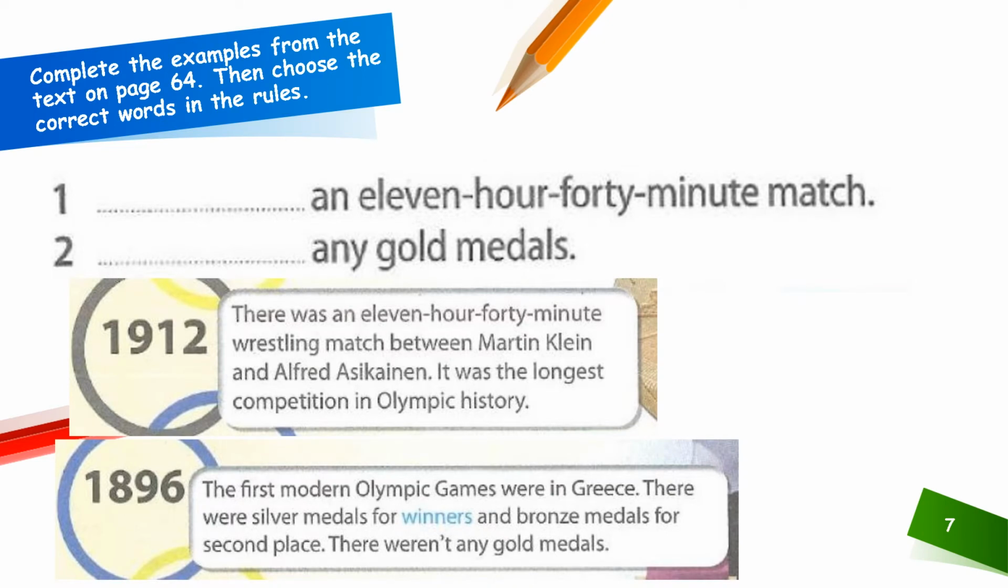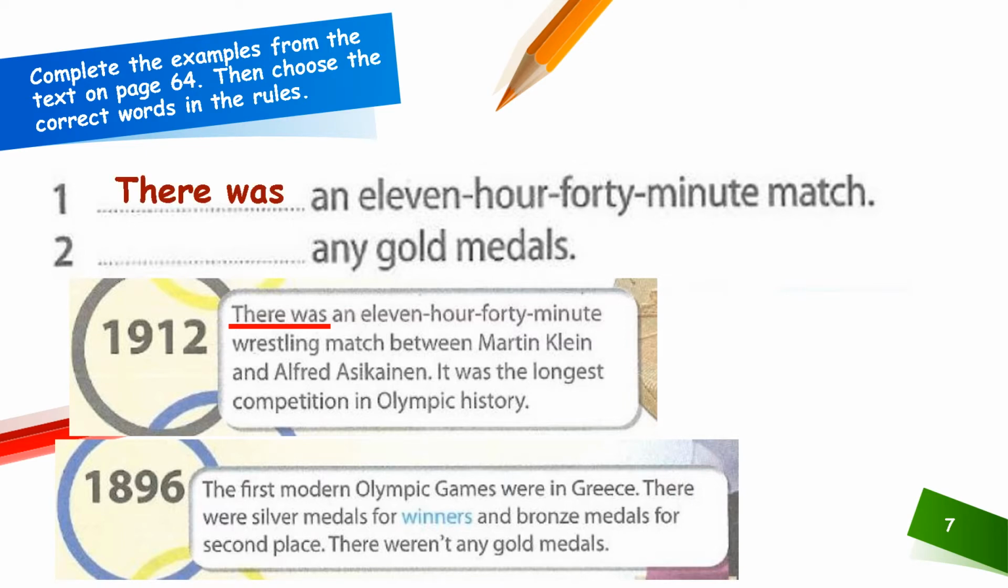Complete the example from the text on page 64. Then, choose the correct words in the rules. Number 1. Blank, an 11-hour 40-minute match. Number 2. Blank, any gold medals. For number 1, we look into Olympic timeline 1912. There was an 11-hour 40-minute wrestling match. So, the answer for number 1 is there was.